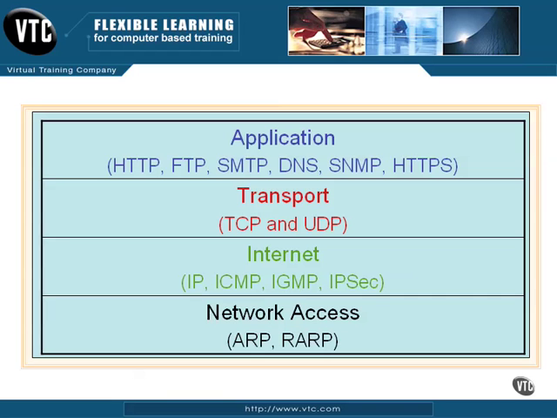Now, one thing you'll notice down here at the network access layer where we have ARP and reverse ARP, some people may say that those work at multiple layers such as the internet layer and the network access layer, and that's true. There's also things that aren't really considered protocols such as Ethernet, Token Ring, and FDDI, more physical standards or 802 standards that take place at the network access layer, but those aren't really protocols per se, they're more standards.